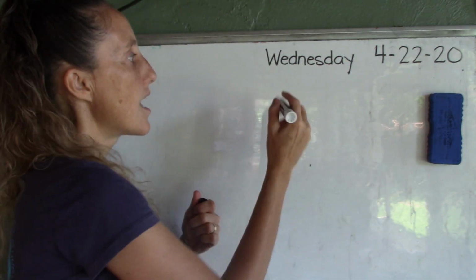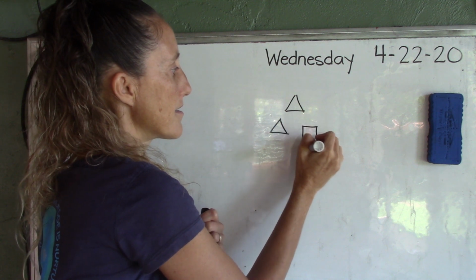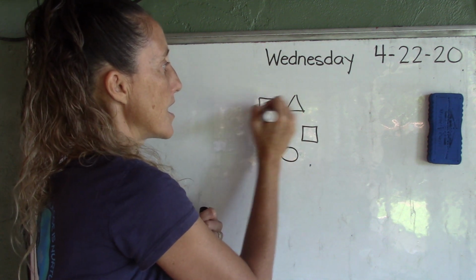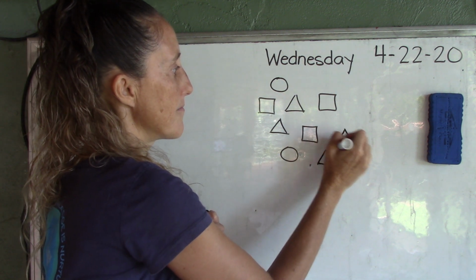Okay, now, I am drawing shapes. I am drawing different kinds of shapes. What kind of different shapes am I drawing? Do you see what kind of different shapes I'm drawing?